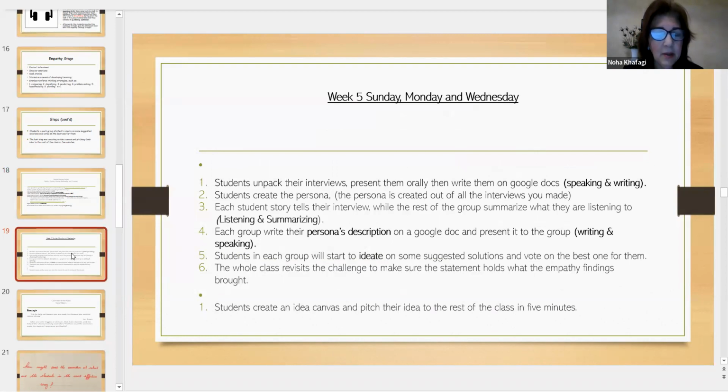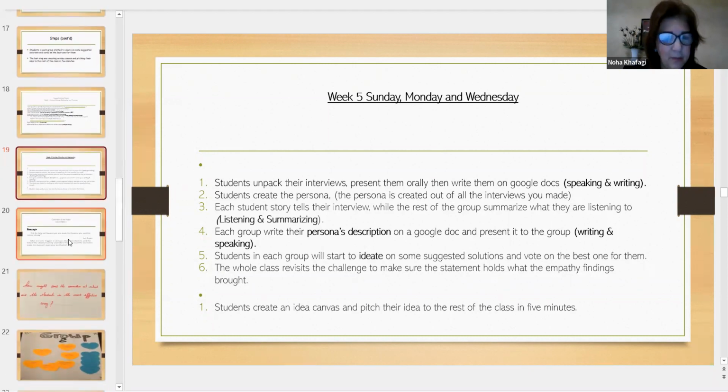Then the second week, they unpack their interviews, as I said, and some of them speak, the others listen, and then they summarize. And each group will write their persona's description on a Google Doc, and then here again, it's writing and speaking. So when they unpack the interview, they write the characteristics of the persona and how the persona felt.